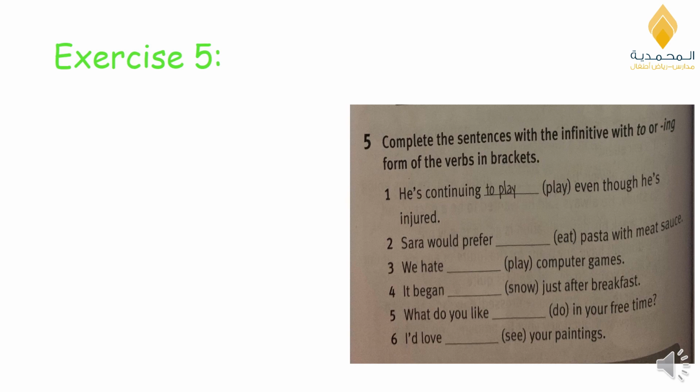Now, guys, let's do exercise number 5 together. We have to complete the sentences with the infinitive form or an ing form according to the sentence. The first one says, he's continuing to play even though he's injured. Whenever you see continue, start, begin in the continuous form, they should be followed by the infinitive form. That's why we use to play. Number 2, Sarah would prefer to eat pasta with meat sauce, because we have would.